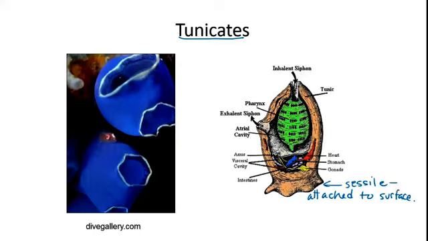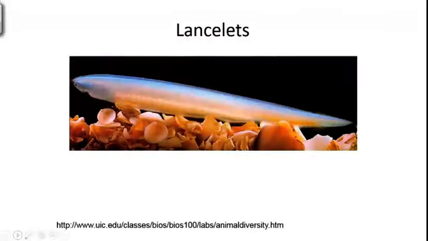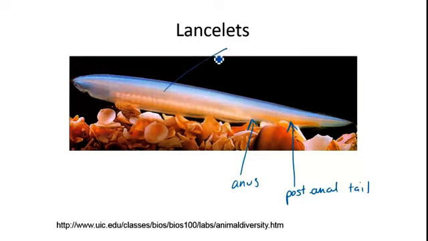However, their embryo is free swimming, so it would have many of those features of the chordates that we just discussed. The next group looks more like a chordate, and these are called the lancelets. In the lancelets, you can see that the anus would be here, so everything that's behind the anus would be the post-anal tail. It's difficult to differentiate between the nerve cord and the notochord here, but the lancelets have a notochord that runs all the way along their back.